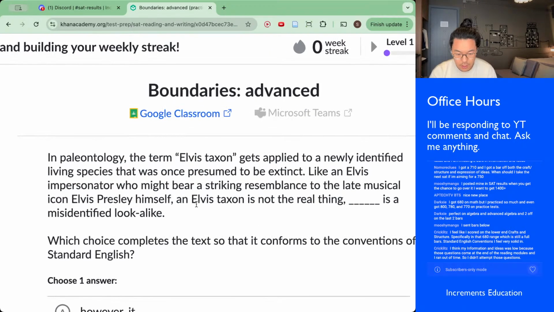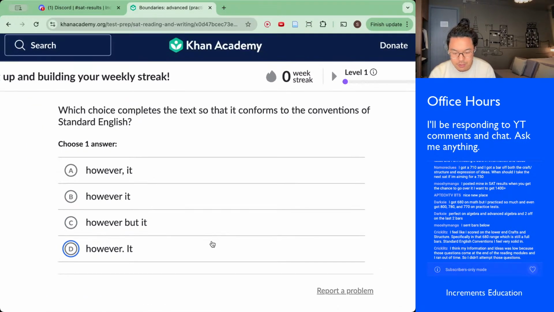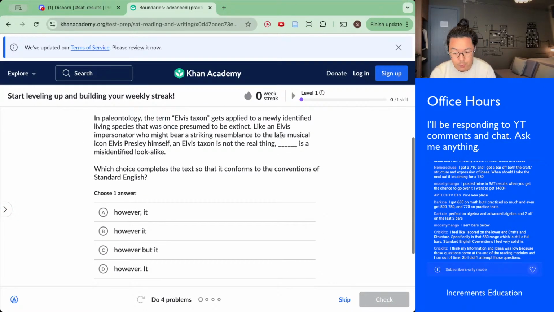When I look at a sentence like this, this one is probably not too hard. In paleontology, the term Elvis taxon gets applied to a newly identified living species. This one's more of a logic question, so I'm going to skip it, although you probably do need to learn this one as well. You know what? No, let me finish. This is not really a grammar one. This is more logic, and sometimes the grammar questions hide logic questions, so just be ready for this. Here, you have to know that we're talking about the Elvis taxon generally. Like an Elvis impersonator who might bear a striking resemblance to the late musical icon Elvis Presley himself, an Elvis taxon is not the real thing.